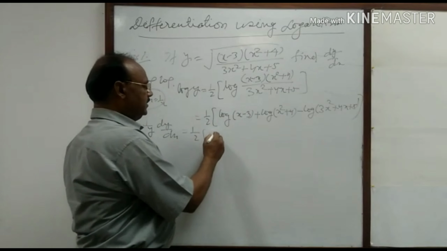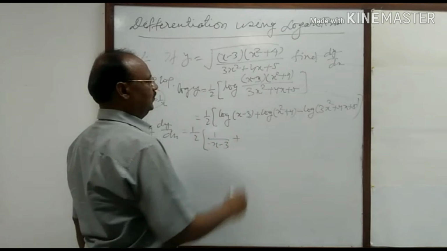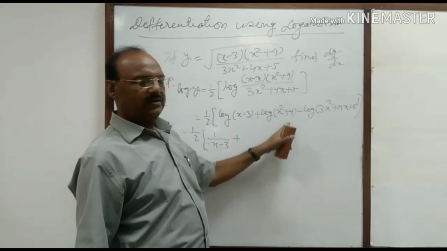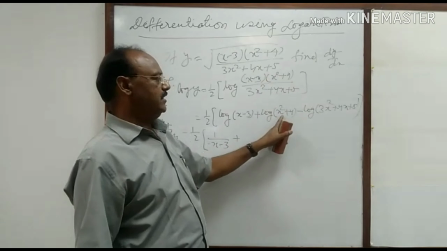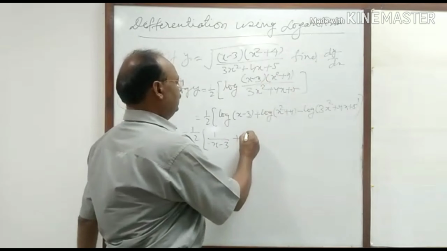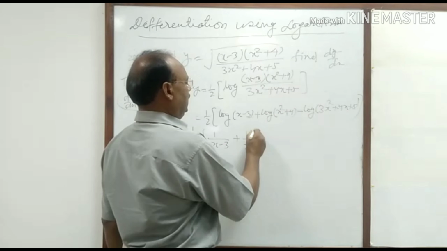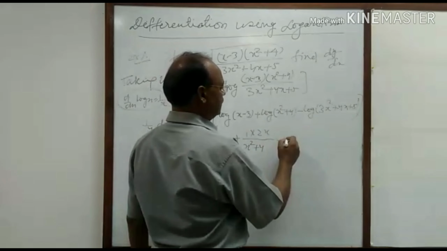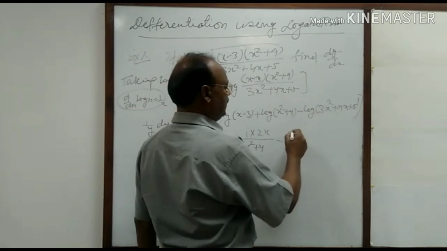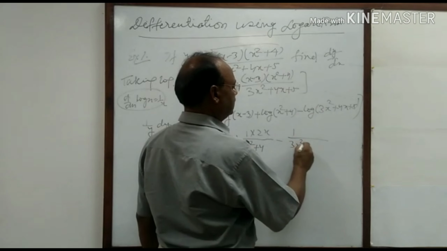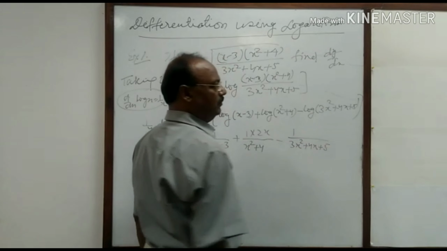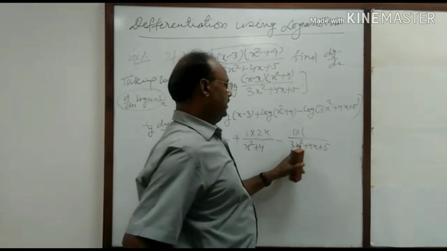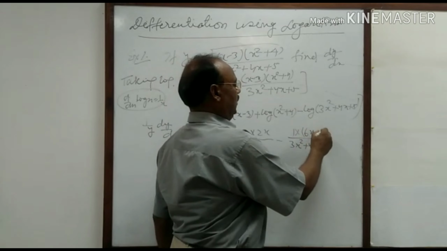d/dx of log x is 1 upon x minus 3. Then d/dx of x square plus 4: first of all, we will differentiate with respect to x square plus 4, then x square plus 4 will be differentiated with respect to x by chain rule. So this will be 1 upon x square plus 4, and the derivative of this much will be 2x. Next term, minus the derivative of log of this much, we can write 1 upon 3x square plus 4x plus 5, and now the derivative of this expression with respect to x, we can write 6x plus 4.